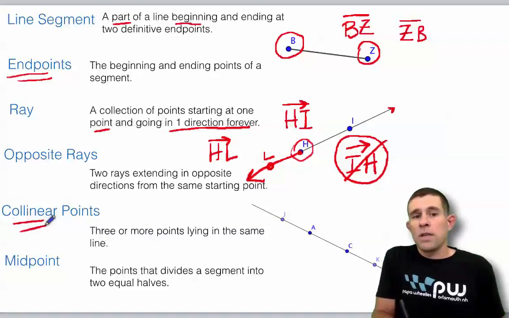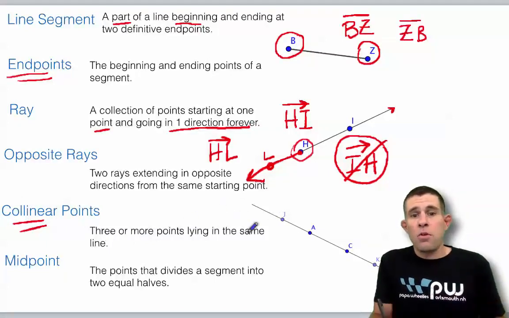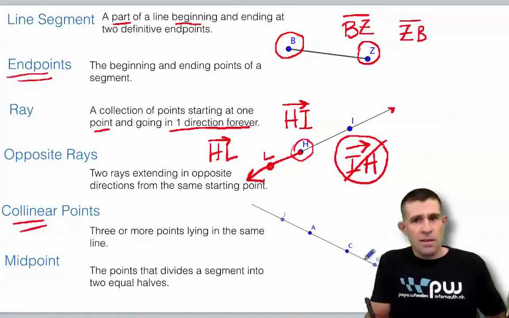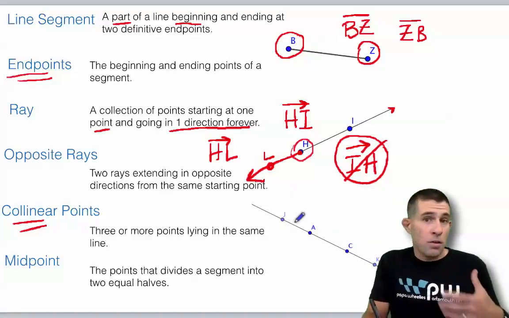Okay, let's talk about collinear. Collinear means together on the same line. So 3 or more points that lie on the same line are considered collinear. Here are points J, A, C, K, Jack. Jack is all on the same line. So these points are considered to be collinear.